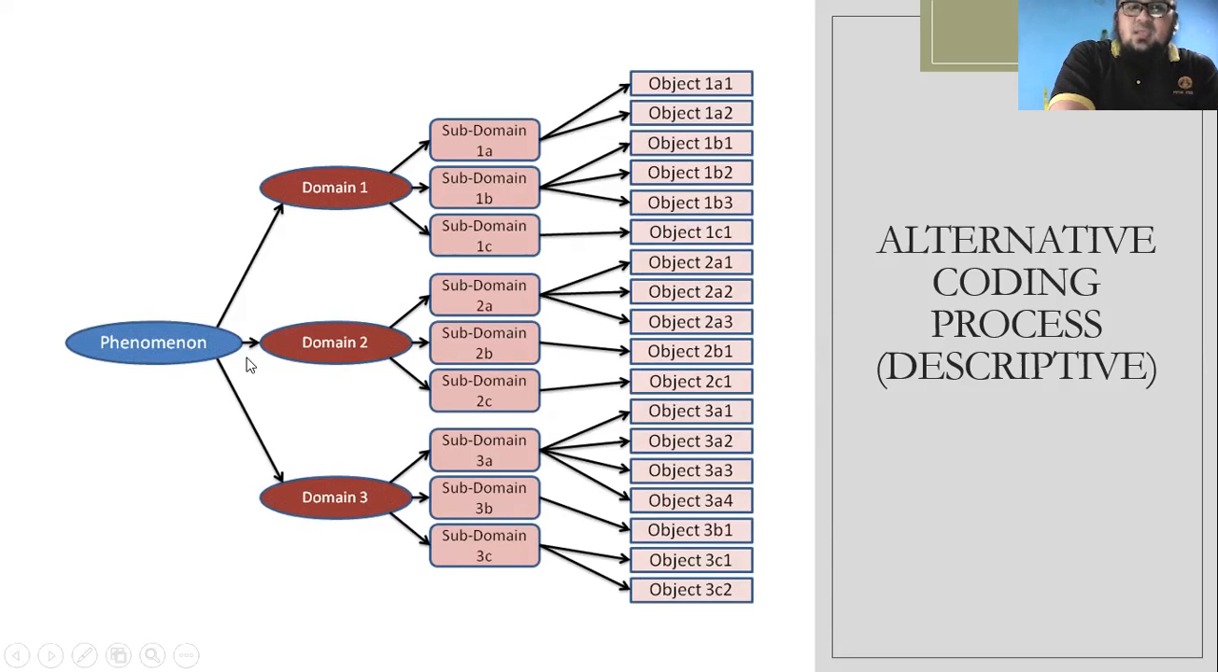So you can identify the phenomenon by organizing the codes, and the phenomenon should be emergent. You don't begin with the phenomenon, but you begin with the object of the interview, or the object of the study, and then you categorize it into subdomain, domain, and then you get the phenomenon. So sometimes the phenomenon might be different from your initial proposal.